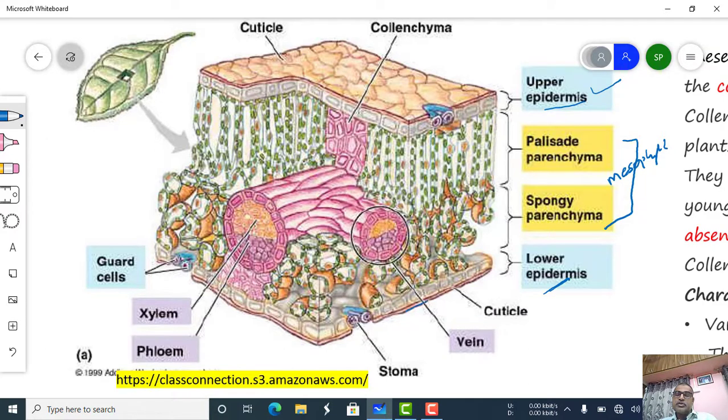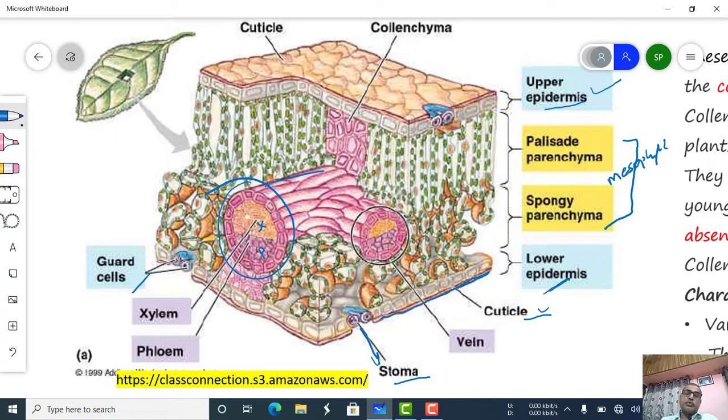On the epidermis, a layer of fatty substance called cutin is present, which is called the cuticle. Minute pores present for aerial gaseous exchange are called the stomata. This is the zone of the vascular tissue system, which shows the zone of xylem and phloem. Then at the stoma or stomata, the guard cells are present, which regulate the opening and closing of the stomata.